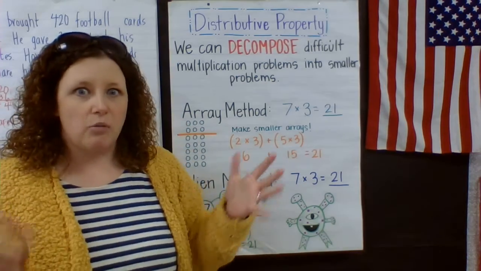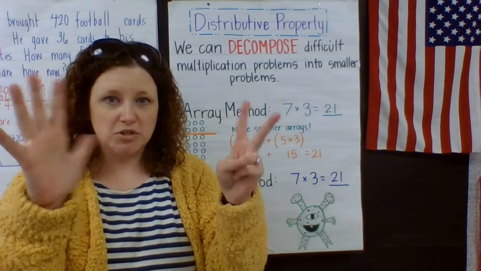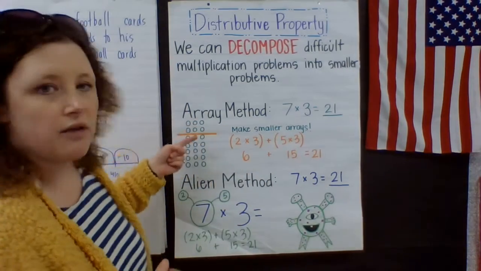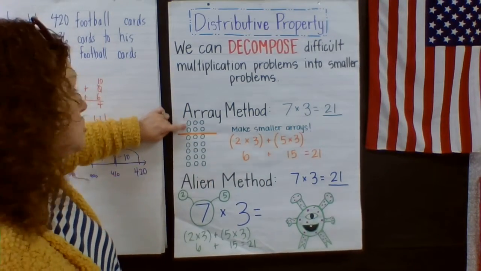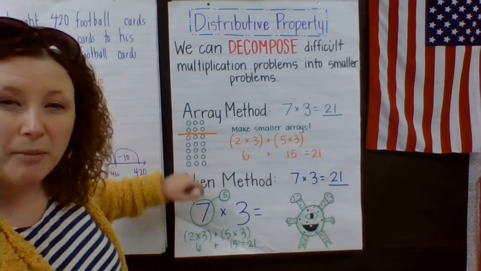So I was thinking about, well, 7, if I break that up into 2 and 5, those are both numbers that I'm really good at skip counting by. So let me do that. Instead of having 7 rows, let me have 2 rows of 3 and 5 rows of 3, and then I can skip count my columns.